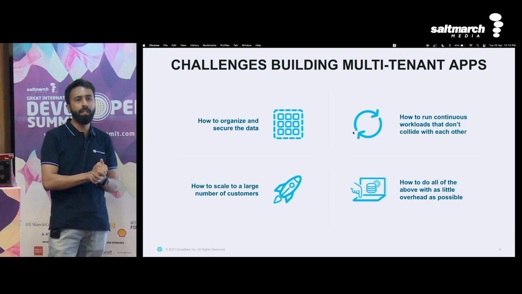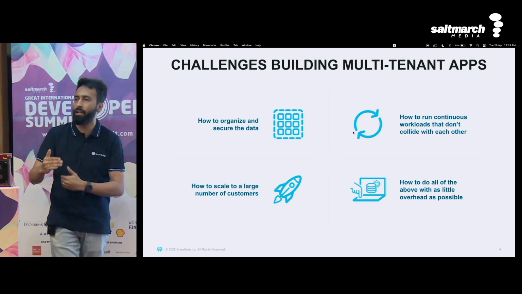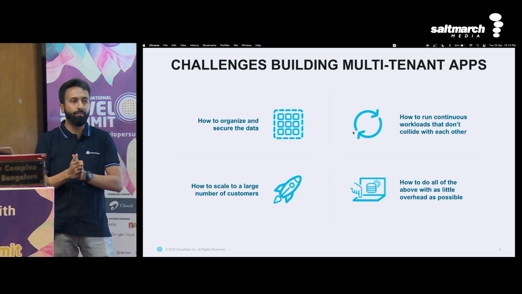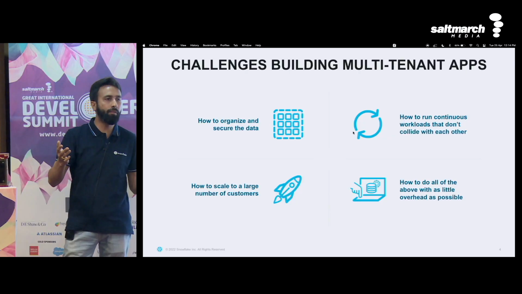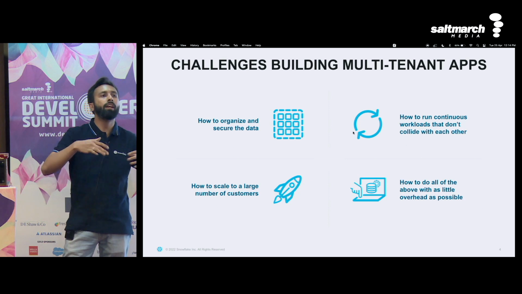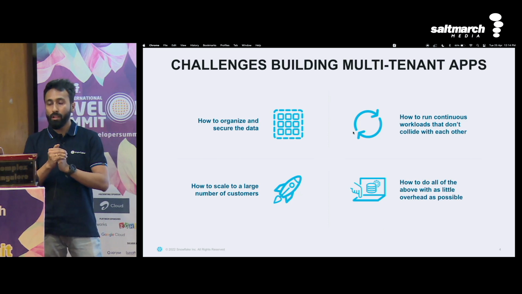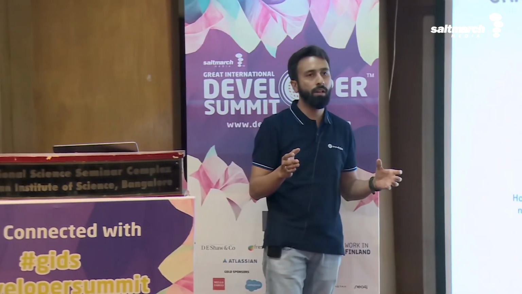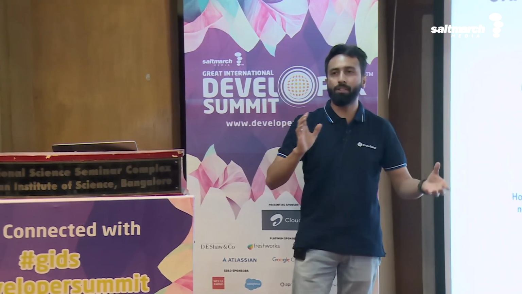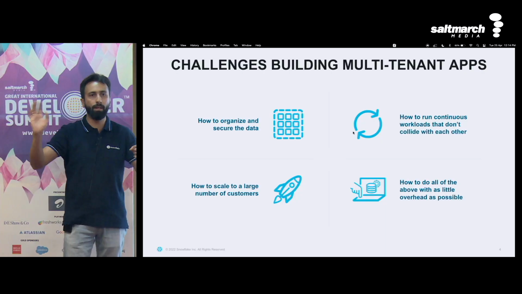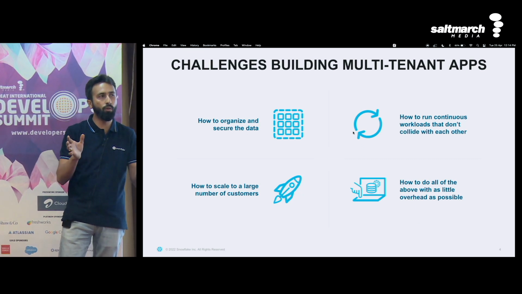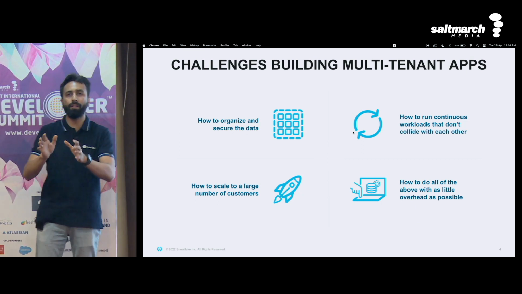What are the primary challenges that you would have faced while creating multi-tenant applications? We worry about how the data is going to be organized and how it's going to remain secure. Security might be an afterthought to some of us sitting over here, but it's important to think about privacy and security. How do I run continuous workloads that do not collide with one another? So, resource contention. There might be team A doing something, team B doing something. How do we arrive at a situation where we are not fighting for resources?